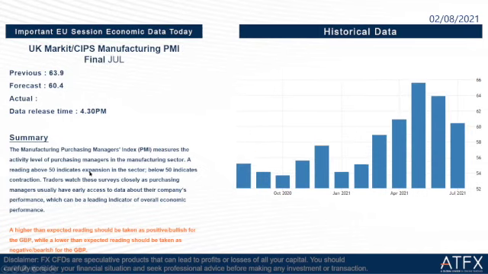The last one of the important EU section economic data today is UK CIPS manufacturing PMI final July. The previous is 63.9. The forecast is 60.4. The data release time is at 4:30 today in the afternoon. A higher than expected reading should be taken as positive or bullish for the GBP, I mean Great Britain pound. A lower than expected reading should be taken as negative or bearish for the GBP.